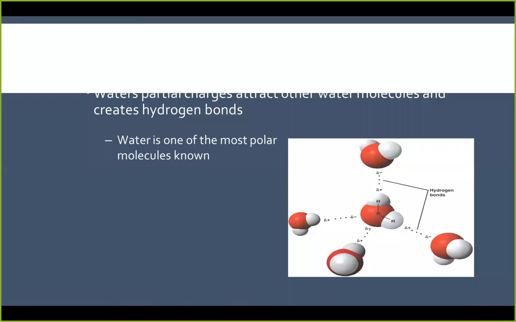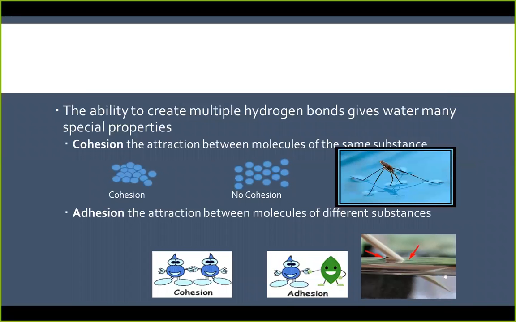Water's partial charges allow it to attract to other water molecules and creates hydrogen bonds, these very temporary associations between one water molecule and the other. Water is one of the most polar molecules known on the planet. The ability to create multiple hydrogen bonds gives water many special properties, two of which, cohesion and adhesion, I'd like to point out. Cohesion is the attraction between molecules of the same substance.